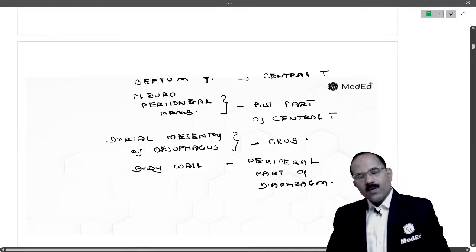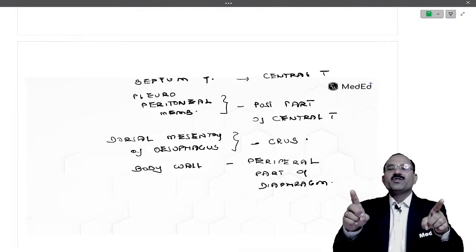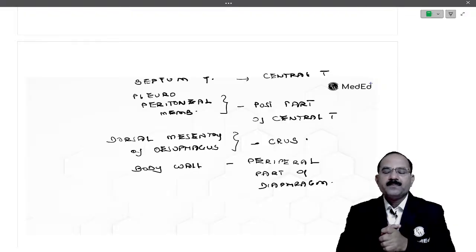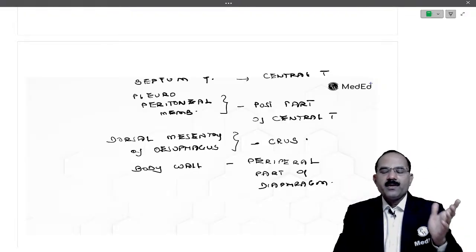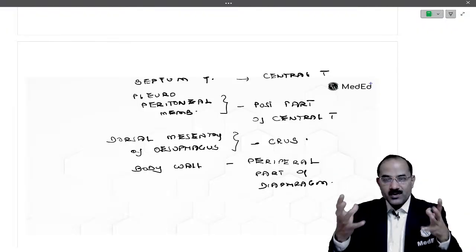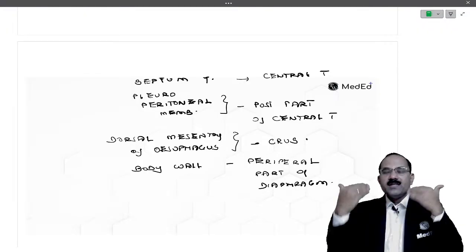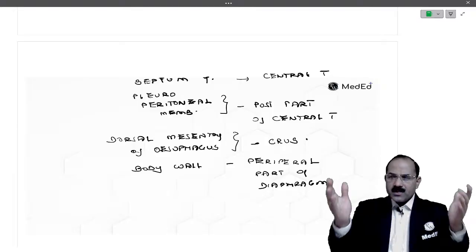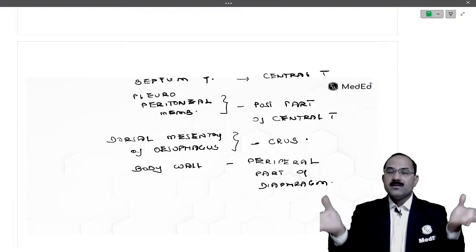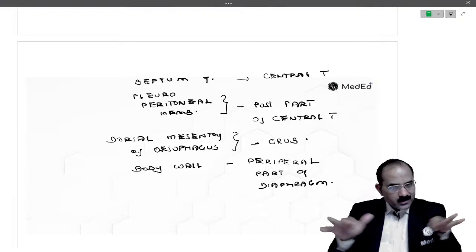Right. Okay, very good. So just remember, children, the diaphragm comes as an LQ for you. In the LQ there will be a topic: embryology, development of the diaphragm. The main contribution to the development of the diaphragm is the septum transversum, and that forms the central tendon. The second is the pleuroperitoneal membrane, and that forms the posterior part of the central tendon. The dorsal mesentery of the esophagus forms the crus of the diaphragm, and the body wall contributes to the peripheral part of the diaphragm. So this is going to form the structure of the diaphragm.